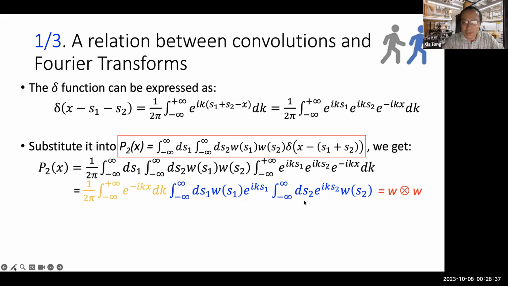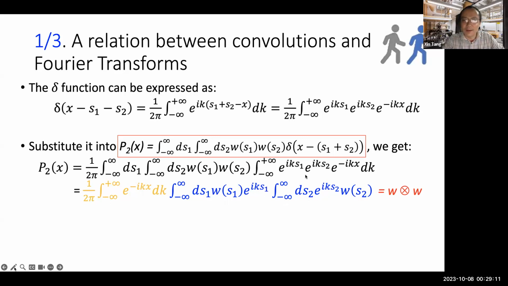So when you look at the 2 blue ones, you will find this function is actually the Fourier transform for W. The second one is also the Fourier transform for W. The only difference is their variable is different, S1 and S2. Okay, and then this orange one is also really interesting. It's actually the inverse Fourier transform for this blue one.